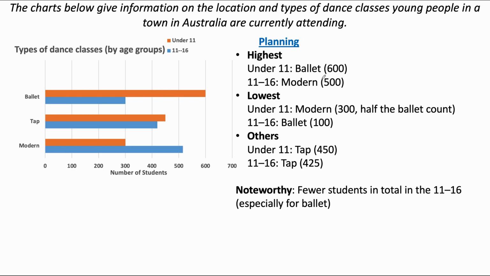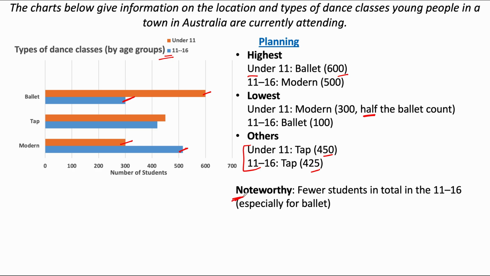Moving on to the bar graph. First, we look for highest for both the categories. For under 11, the highest is clearly ballet. For 11 to 16, the highest is modern dance. For lowest, we have the reverse. For under 11, the lowest is modern dance, which is almost half of the number of students that ballet has. And for 11 to 16 age group, ballet is the least popular or the dance with the lowest number of students. Tap dance for both the cases is almost the same, around 400 or 450.